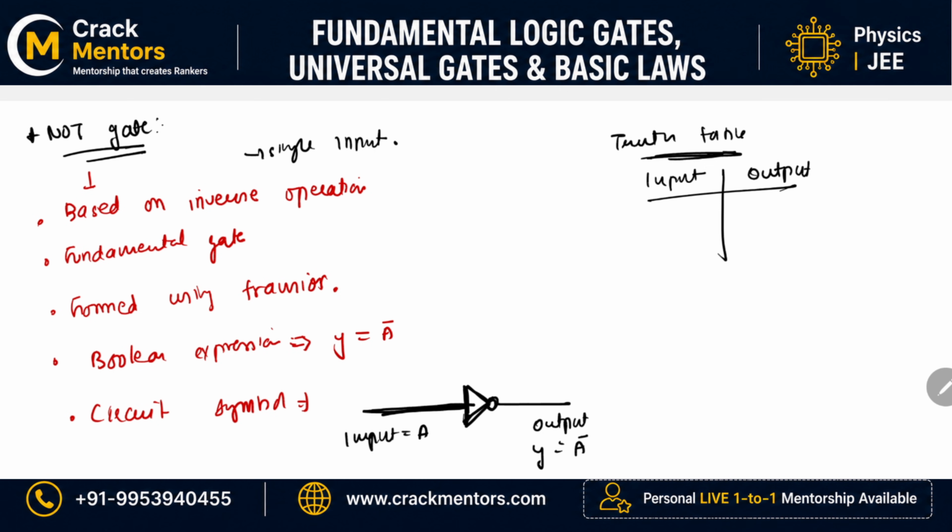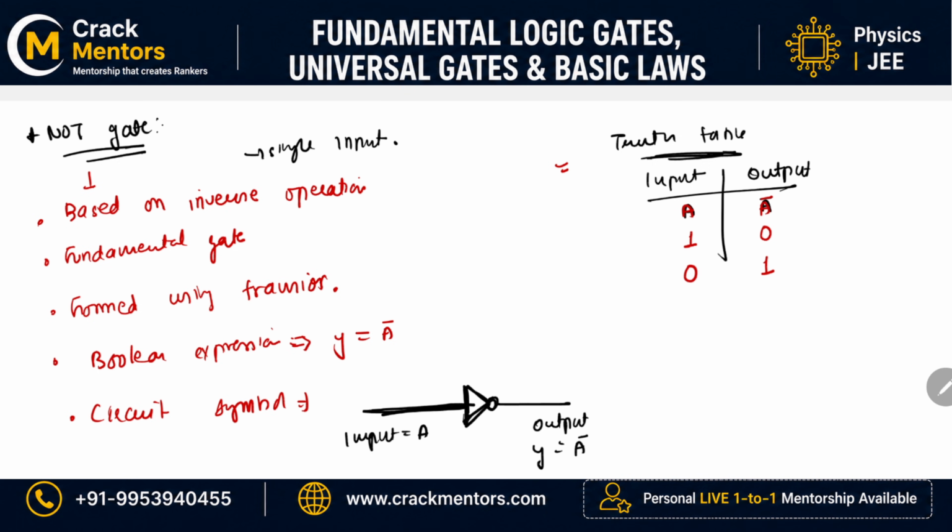If my input is A, what do I get as the output? My output is A dash. Let me write it again. If my input is A, what do I get as my output? My output is equal to A dash. That means if my input is 1, I will get the output as 0, and if my input is 0, I will get the output as 1. I hope that is clear. Did you understand the truth table for this?